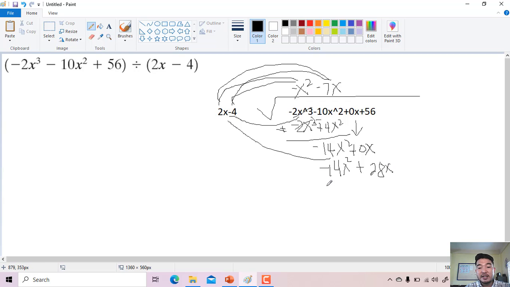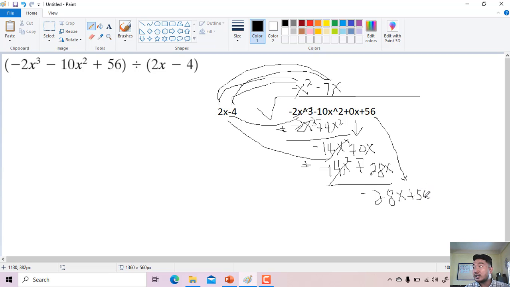And then, after that, you subtract. So, you cancel it out. Wala na yan. 0. And then, minus 28x is negative 28x. Kasi, magiging negative nga yan. Then, you proceed to addition. And then, you bring down plus 56. So, plus 56.